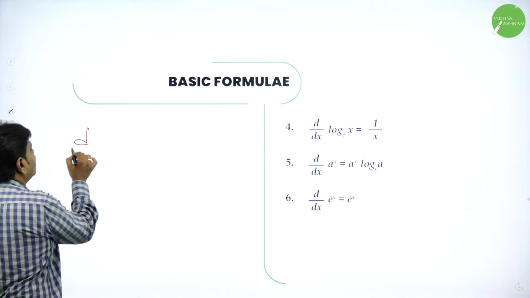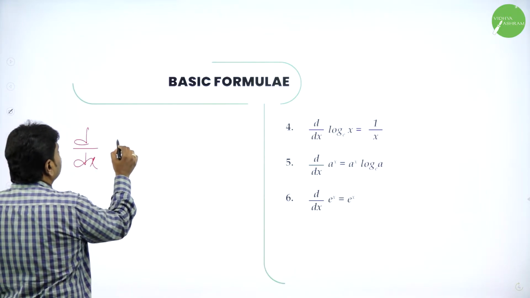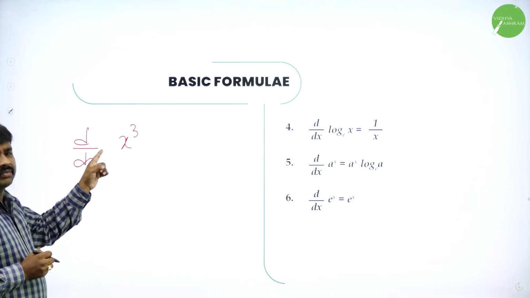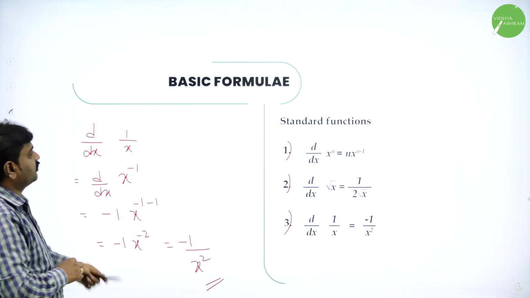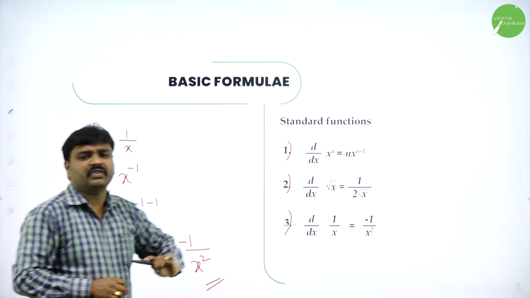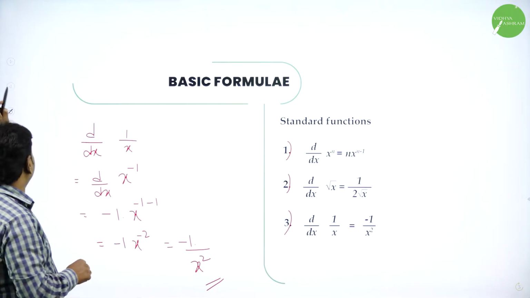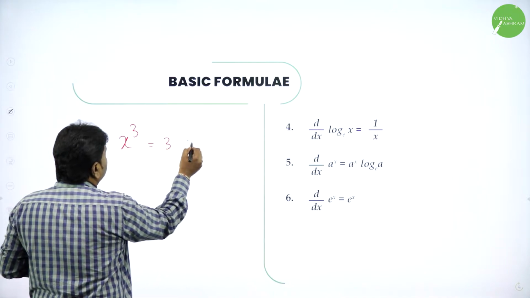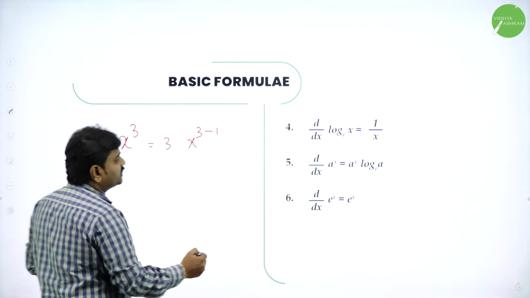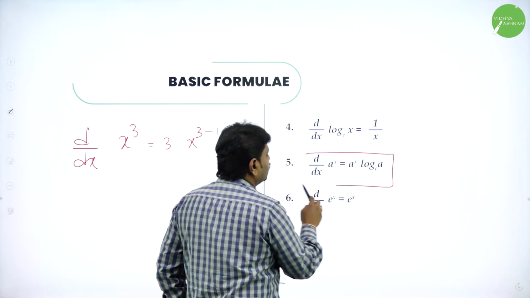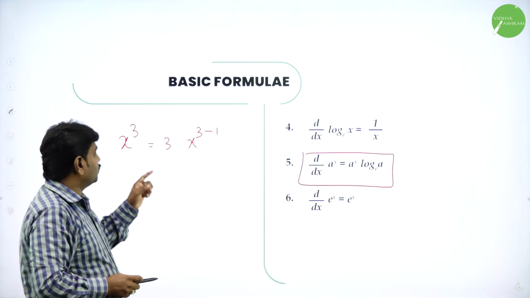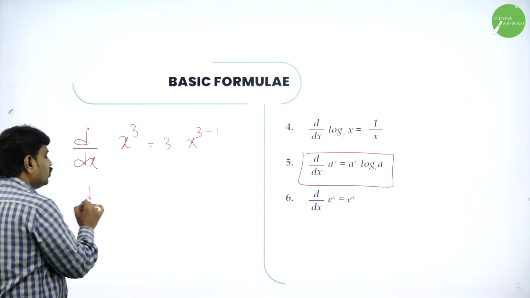If I give d by dx of x power 3, it is in the form of the first formula. If you refer, what is the first formula? X power n. What is the derivative of x power n? N into x power n minus 1. So I can use 3 into x power 3 minus 1. Then what is this formula? A power x. Can I say x power 3 is in the form a power x? No, because the base is variable.